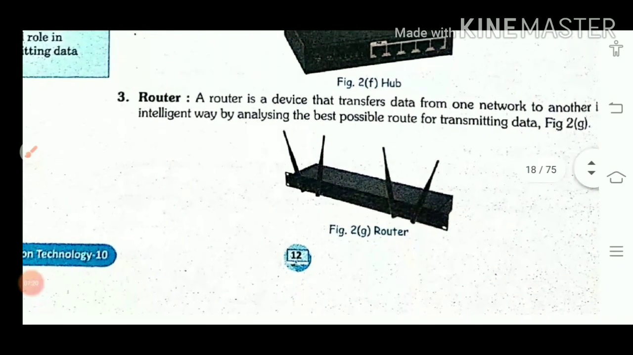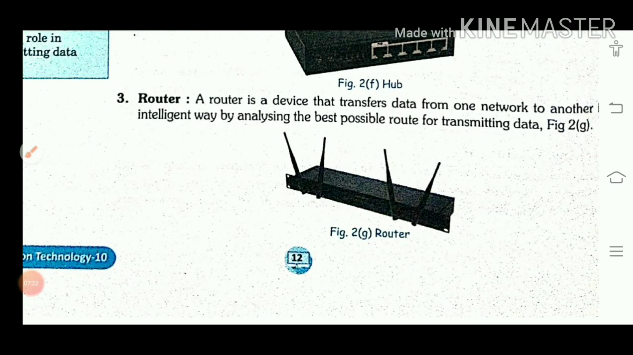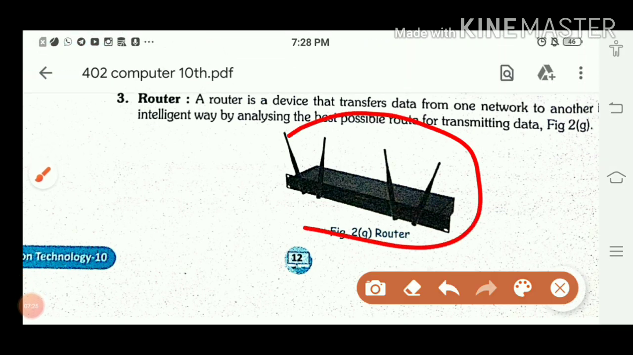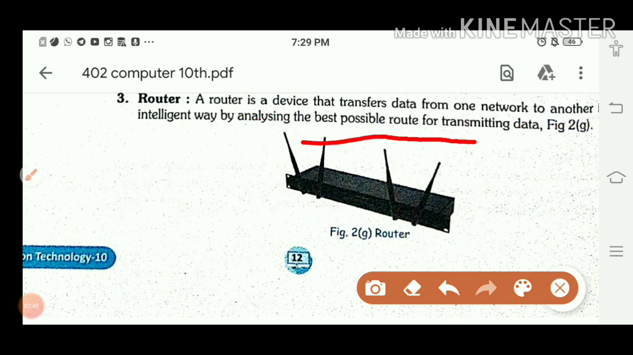Now children, the next device is the router. What is the function of the router? You will see that this one is a router, and the function of the router is to find the shortest path. We will read from here: the router is a device that we use for transferring data from one network to another, but in an intelligent way. Okay, what do we mean by this intelligent way? It means the best possible route for transmitting the data.